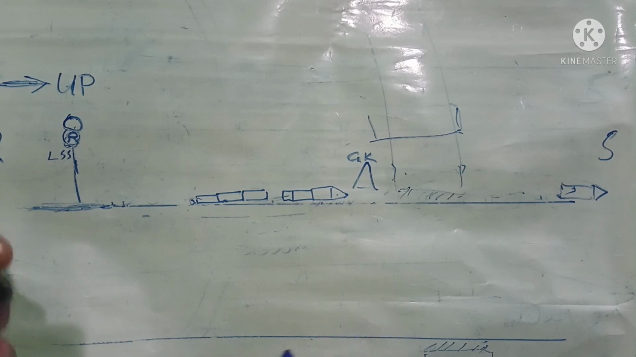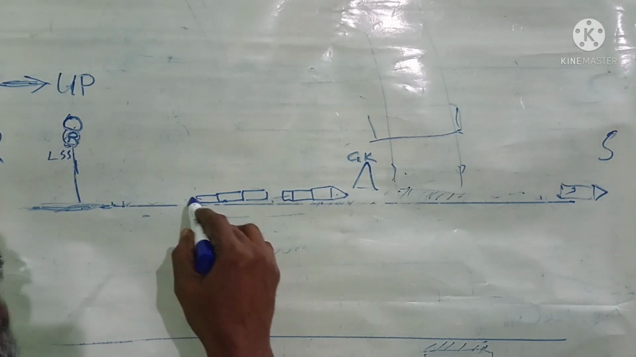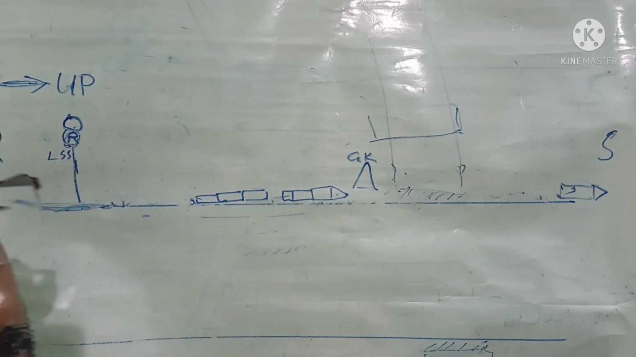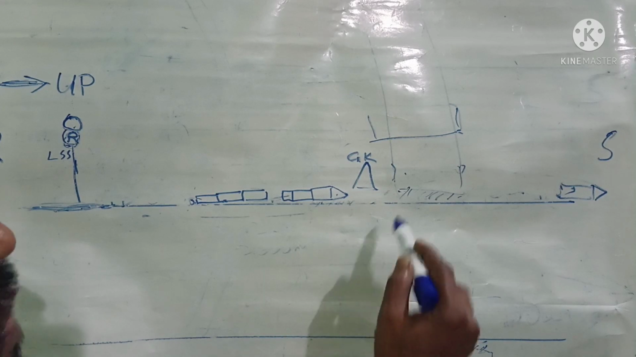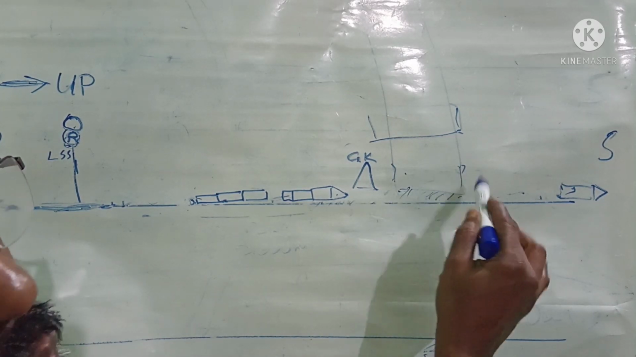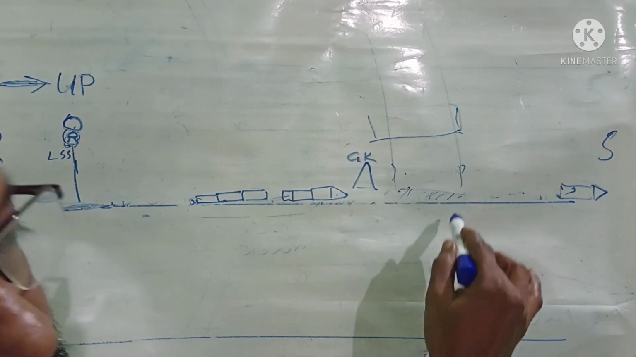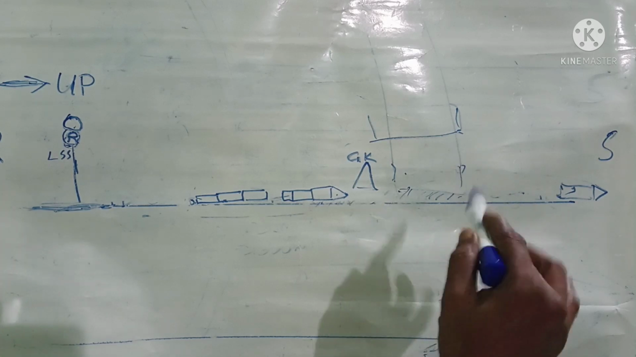The guard will stop the back portion by applying the handbrake. There will be a handbrake in the brake van. He will apply the handbrake and he will stop the rear portion. That is what the GK is expected to do when he understands that there is a train parting.